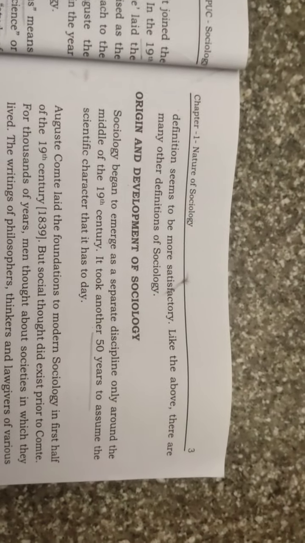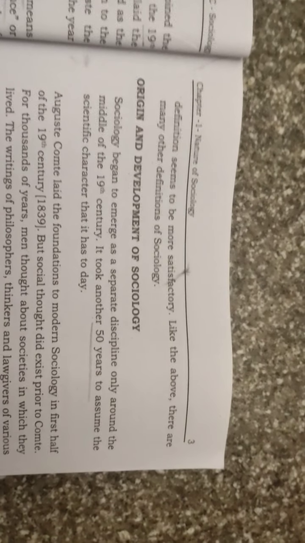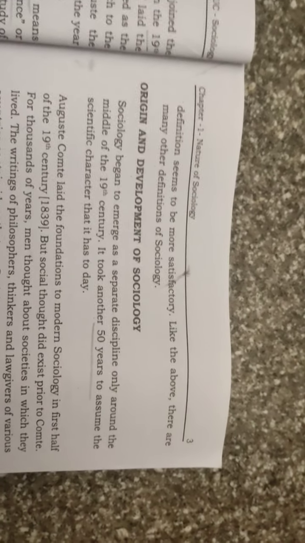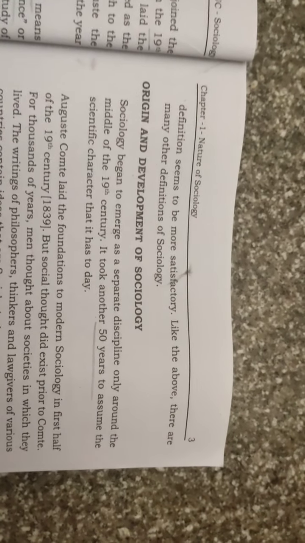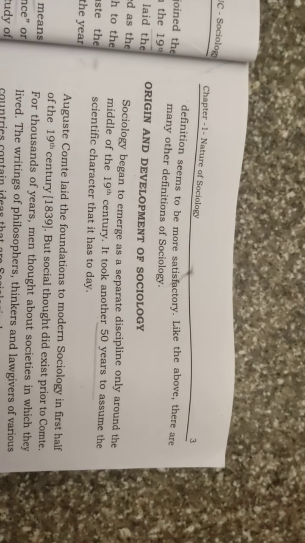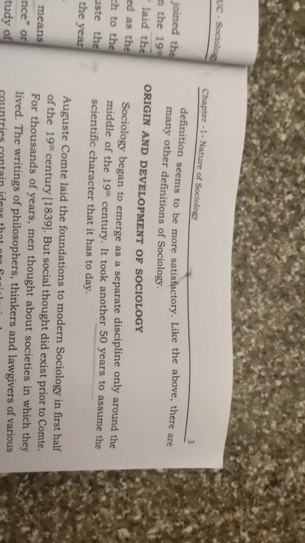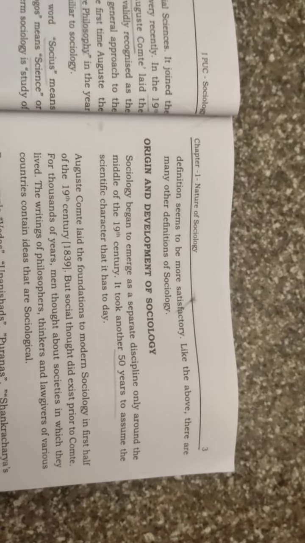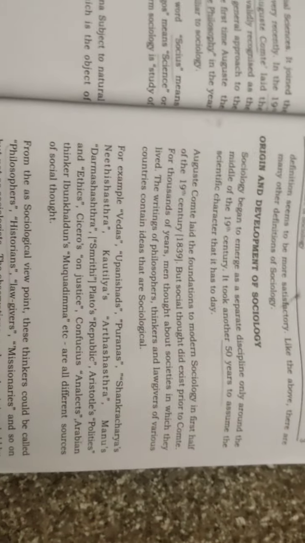This definition seems to be more satisfactory than the above. There are many other definitions of sociology. Each scholar thinks in his own way and tries to explain what sociology is exactly and what we are talking about. Majorly, sociology means about society and the human being, not just one individual, but the whole group of people who are living in it and what major roles they are trying to play in the society. Next, moving on to the origin and development of sociology.